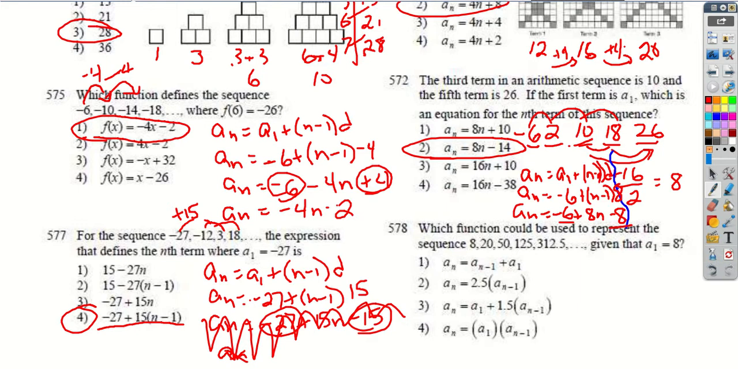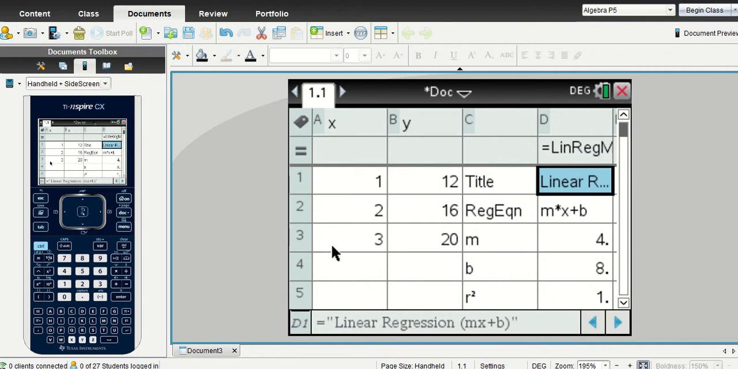Which function could be used to represent the sequence? And here, now we're jumping up. So 8 to 20 is 12, and then all of a sudden we're going up 30. So this is not going to work anymore. So instead, what we need to do is take 20 divided by 8. And is that the same as 50 divided by 20? Is that the same as 125 over 50? And it is.